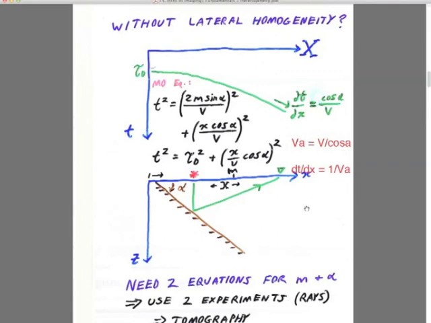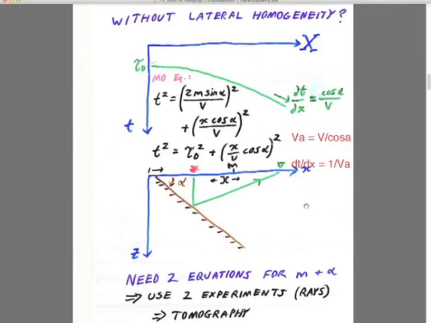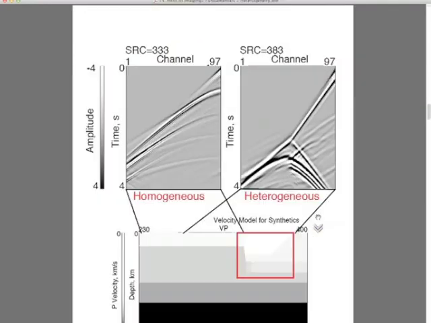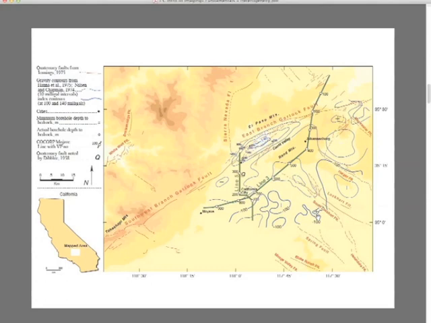These days, 20,000 traces, trying to image one depth point, okay. There are a lot of other reasons for multiple traces too, but this is one of them. We've got to have more than one ray, more than one experiment, to get both the dip and the depth of the reflector. Okay. Now I want to go into a little case history here that I did 20 years ago.